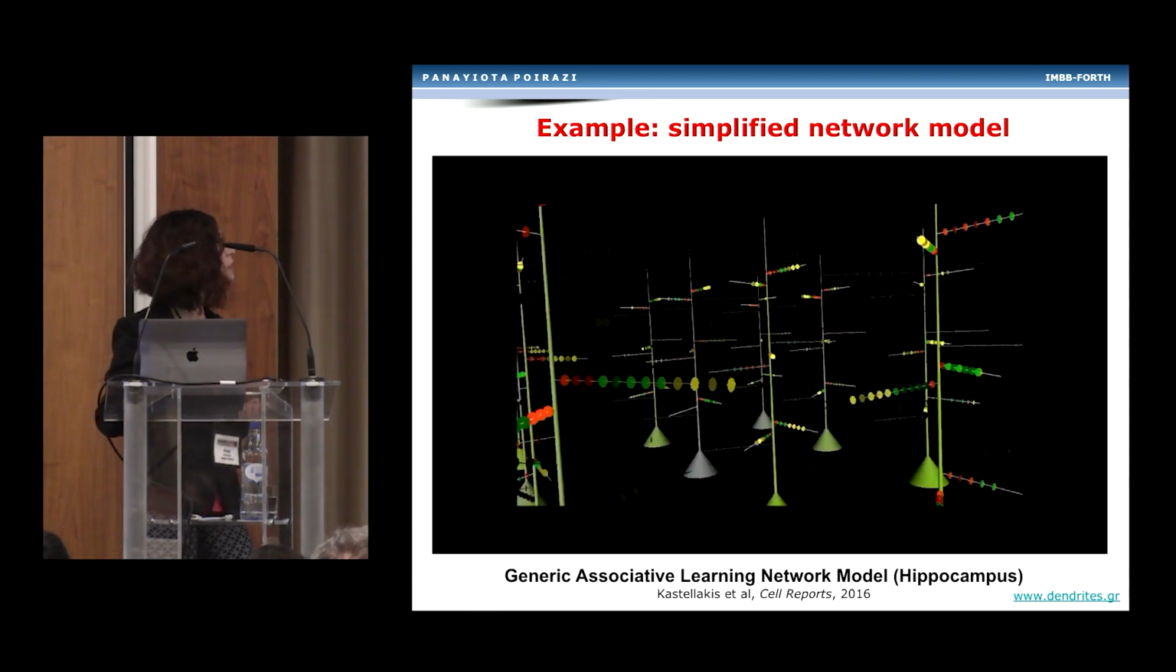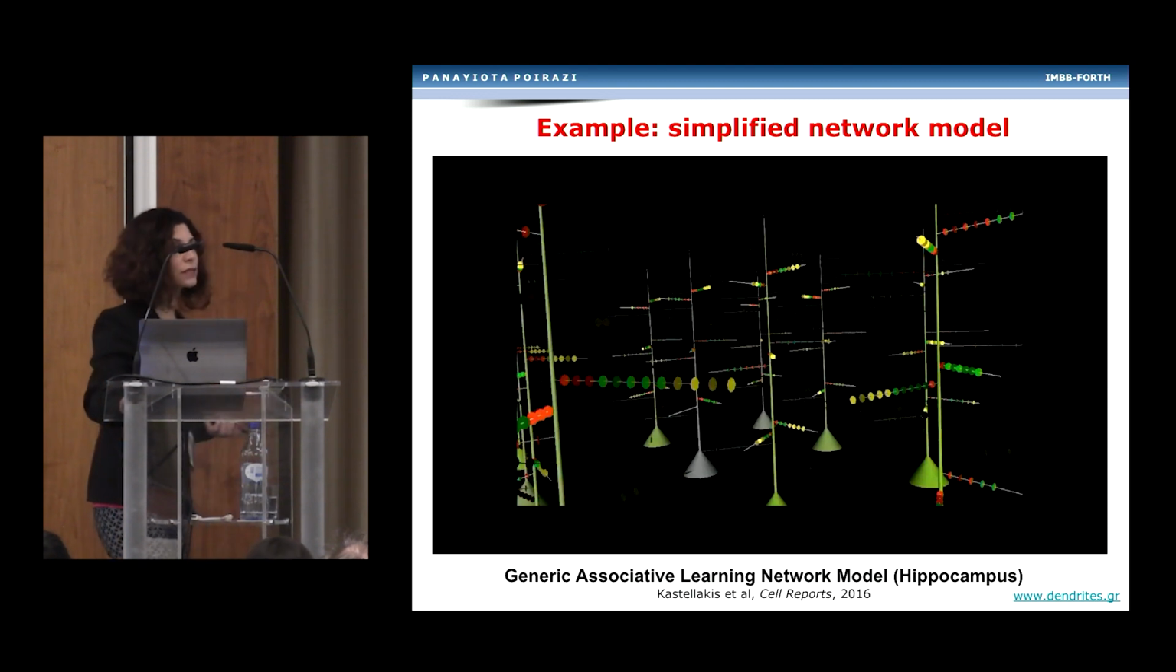And we also have larger scale models like this one, which simulate a large portion of a brain area, which could be, in this case, an associative area. We implement plasticity rules in these models so that we are able to train them to simulate learning and memory.